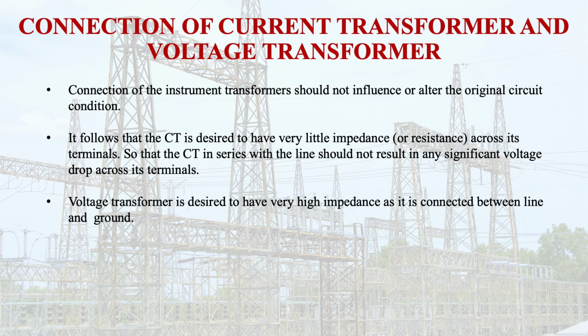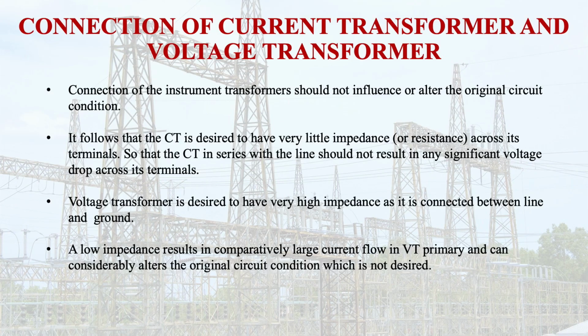So the current flowing in the secondary of the CT does not influence the primary side current. The primary side current is solely determined by the load impedance, source voltage, and of course the line parameters. A voltage transformer is connected between the line and ground. So it is desired to have very high impedance.